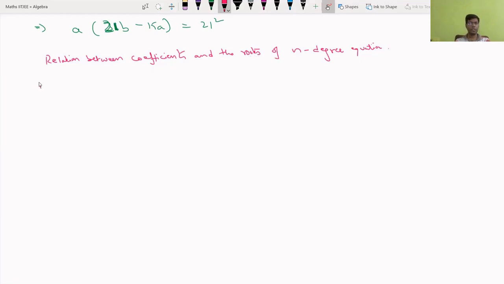So when I have a quadratic equation, say ax square plus bx plus c is equal to 0, say alpha and beta are the roots of this equation. So the sum of the roots, alpha plus beta, we have seen, is given by minus b by a, and product of the roots is given by c by a. So this is for quadratic equations.